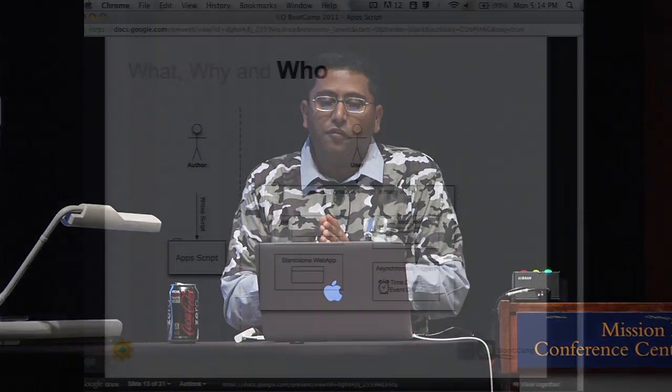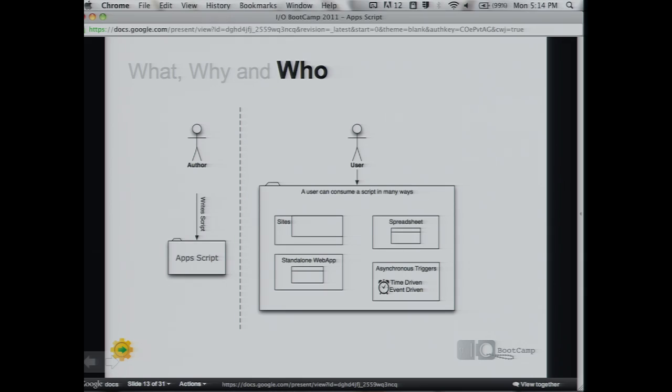So how does someone use AppScript? I'm going to show you in a demo, but if you concentrate on the right-hand side of the diagram here: when an author writes a script, a user can access that script through a Google Sites page. An author can write a script and embed it in a Google Sites page, and all of a sudden your Google site becomes alive because you can do a lot more with AppScript and make your site's experience a lot more dynamic.